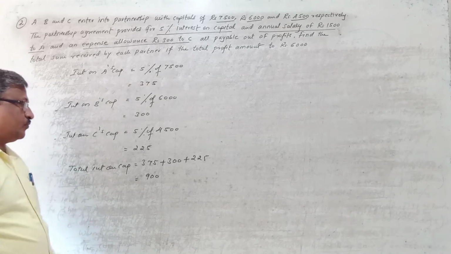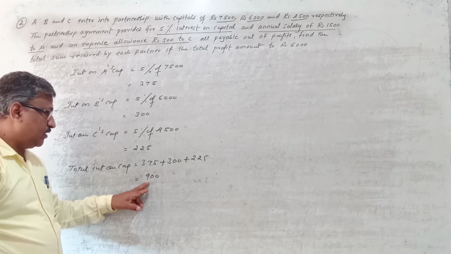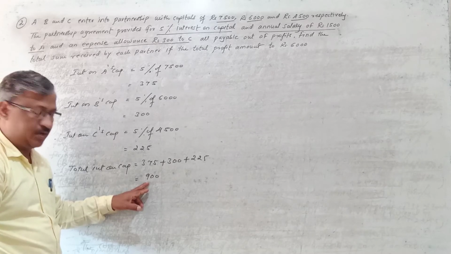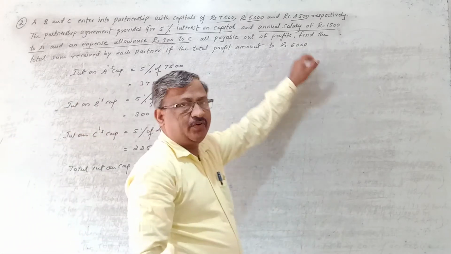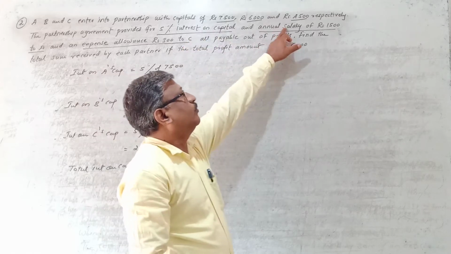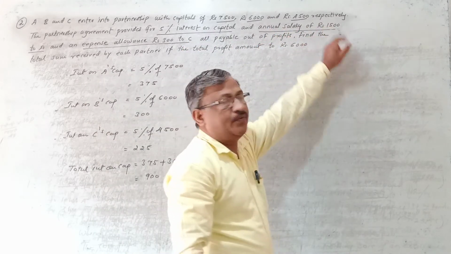So totally how much interest we have to pay from the profit? 900 rupees we have to distribute as interest among the partners. So this 900 rupees we have to pay from where? From the profit only, right? Now after paying interest on capital, now you have to pay what? Now you have to pay the salary. Annual salary of rupees 1500 rupees.